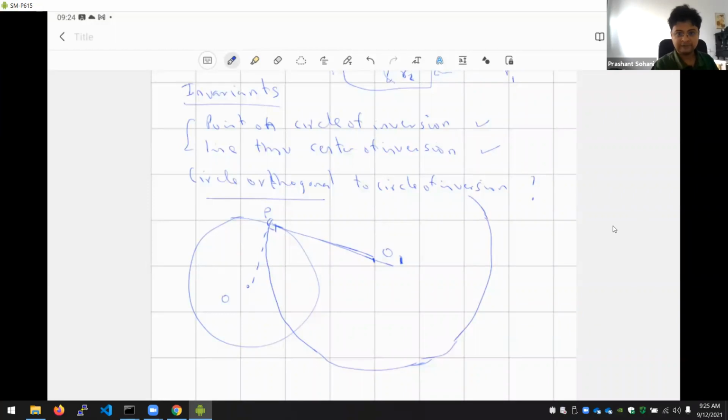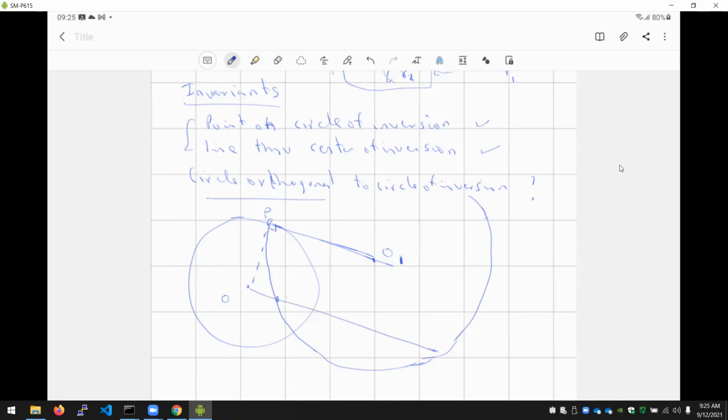Yes, Parth. Because any point on the interior of the circle, on that circle, will go to a point on the exterior of the circle, because suppose it is A, then OA into OB is equal to R square. Yeah, correct, exactly. So this OA into OB equals OP square, which is R square, which means that exactly A and B are inverses with respect to each other.